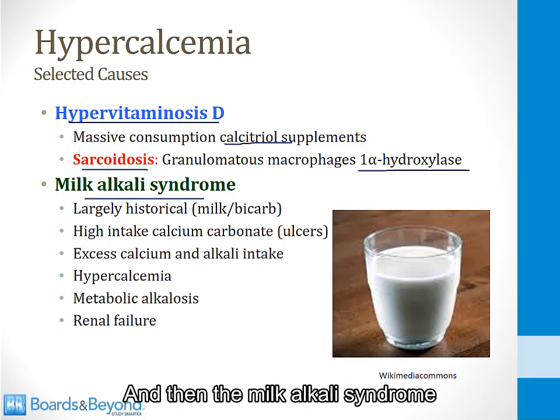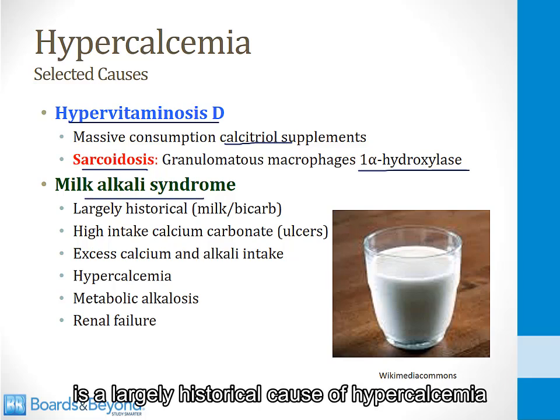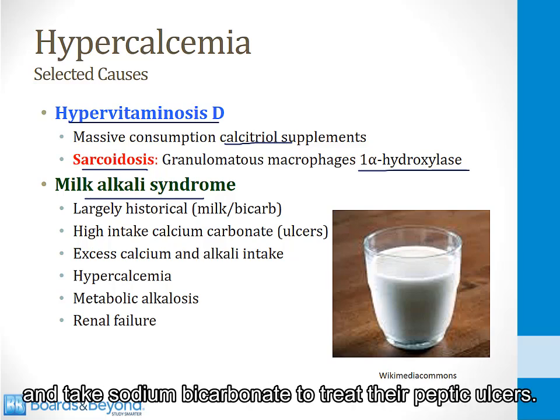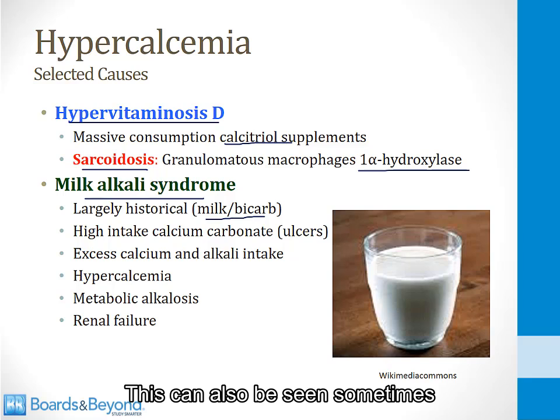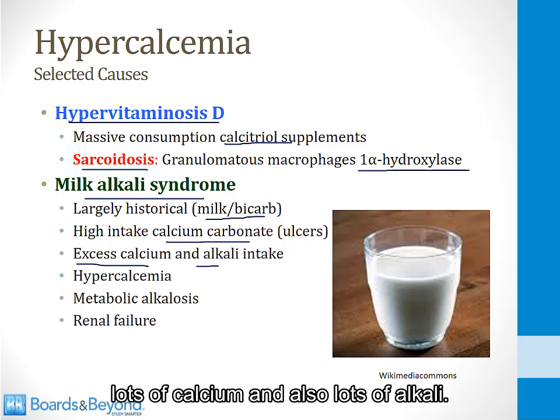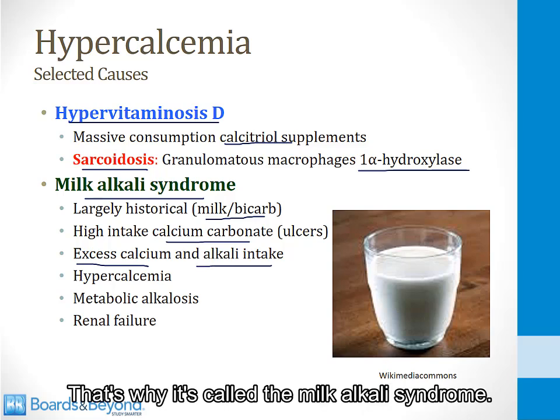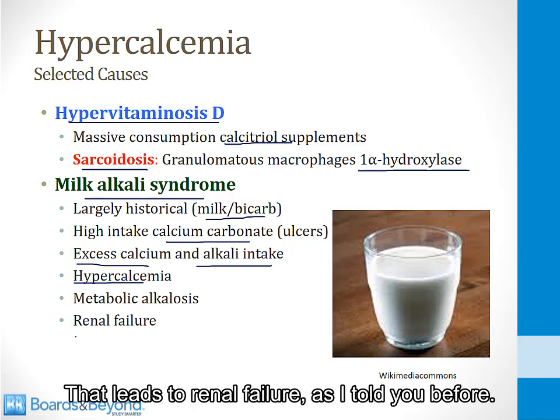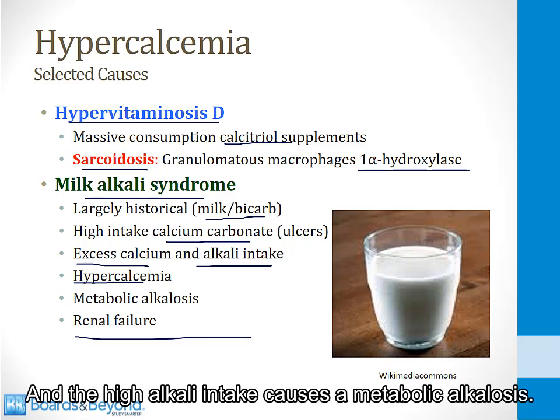And then the milk alkali syndrome is a largely historical cause of hypercalcemia, when years ago patients would drink milk and take sodium bicarbonate to treat their peptic ulcers. This can also be seen sometimes among patients taking high levels of calcium carbonate to treat ulcers. What happens in this scenario is that patients are consuming lots of calcium and also lots of alkali. That's why it's called the milk alkali syndrome. The high calcium consumption causes hypercalcemia. That leads to renal failure, as I told you before, and the high alkali intake causes a metabolic alkalosis.